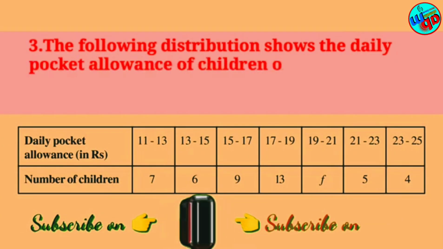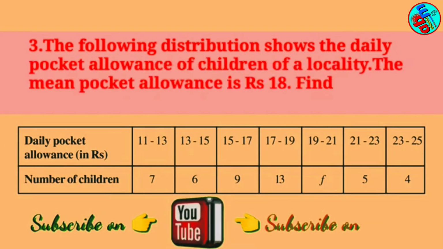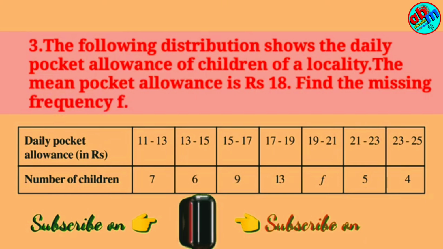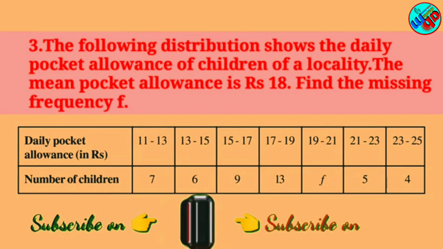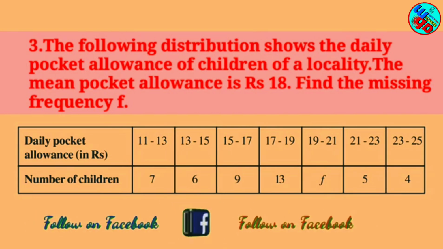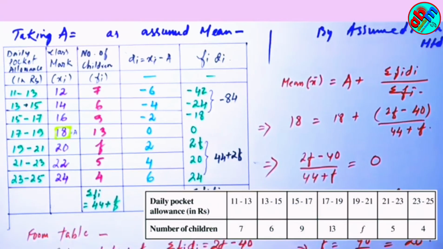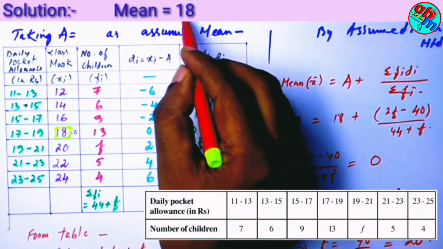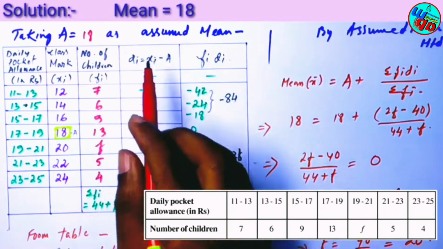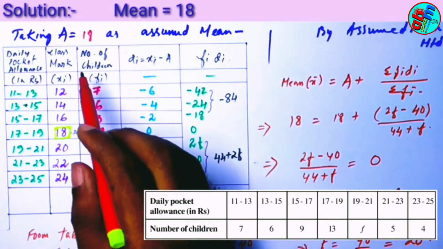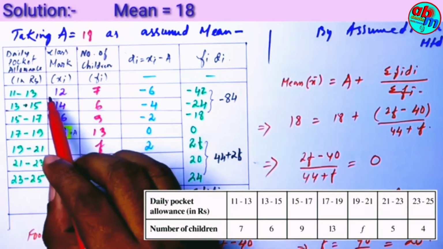Now we have another question. The following distribution shows the daily pocket allowance of the children of a locality. The mean pocket allowance is rupees 18. Find the missing frequency f. So from the table we see that we have to find out f. The table is given below. So let's solve it. Given mean is 18, and from this table we take a value as 18 as assumed mean, and we calculate the class mark as 11 plus 13, 24 divided by 2 is 12.